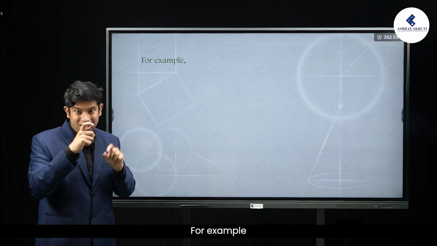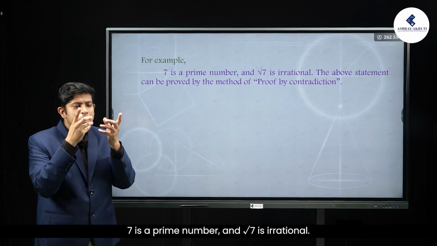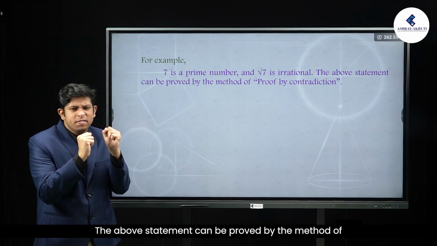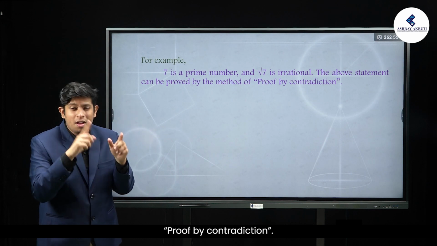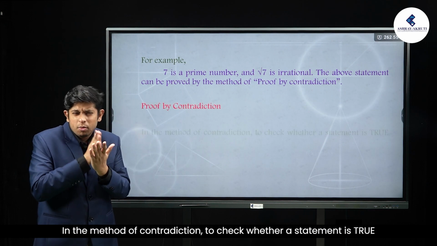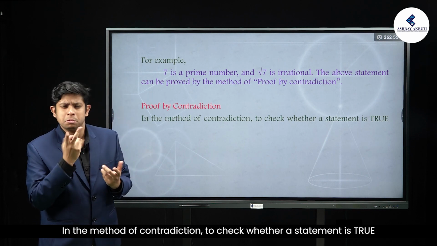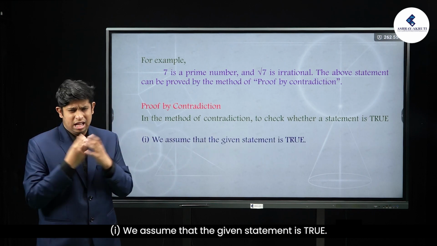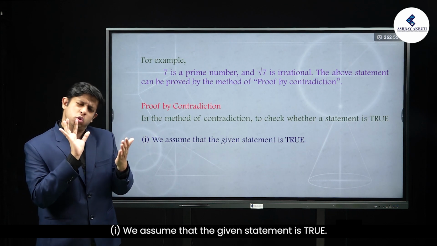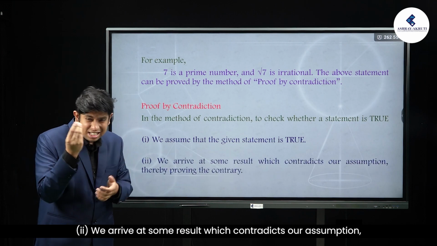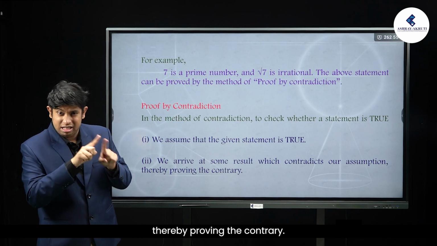For example, 7 is a prime number and root 7 is irrational. The above statement can be proved by the method of proof by contradiction. In the method of contradiction, to check whether a statement is true, we assume that the given statement is true. We arrive at some result which contradicts our assumption, thereby proving the contrary.